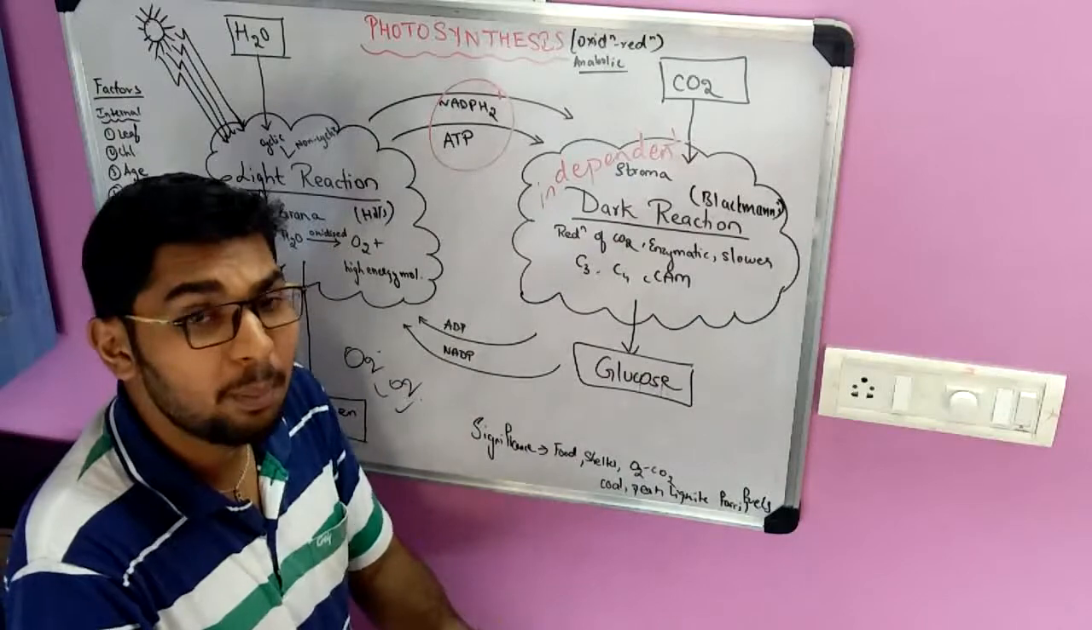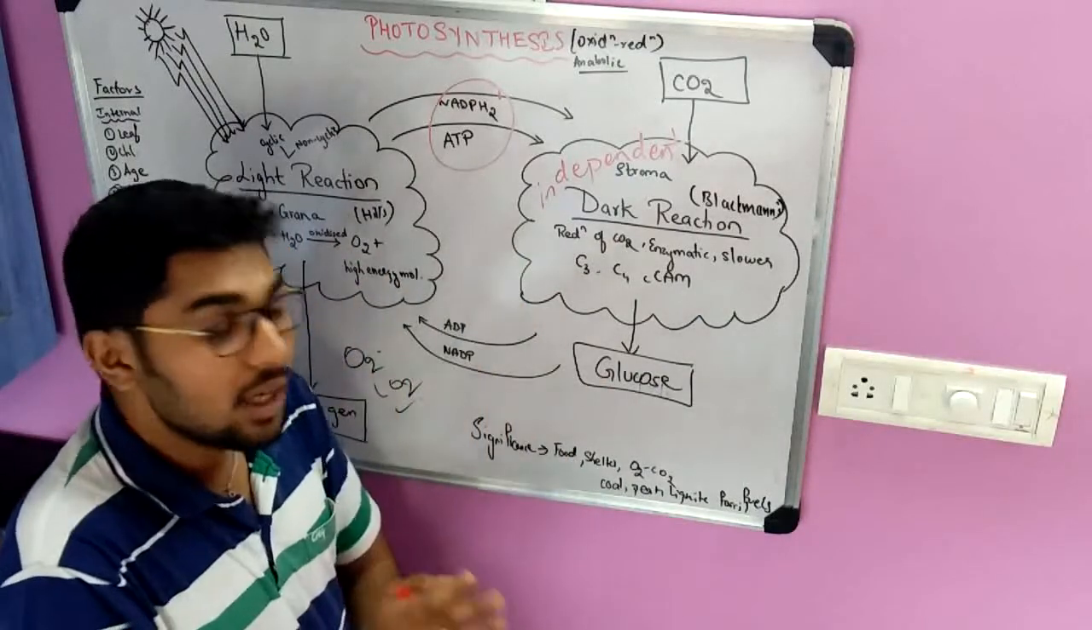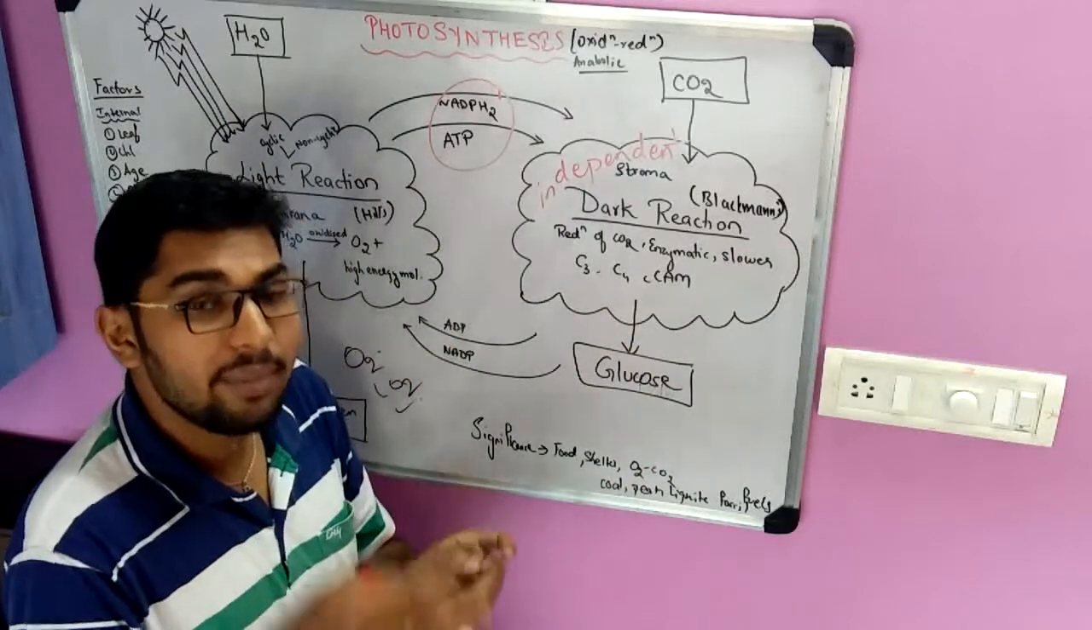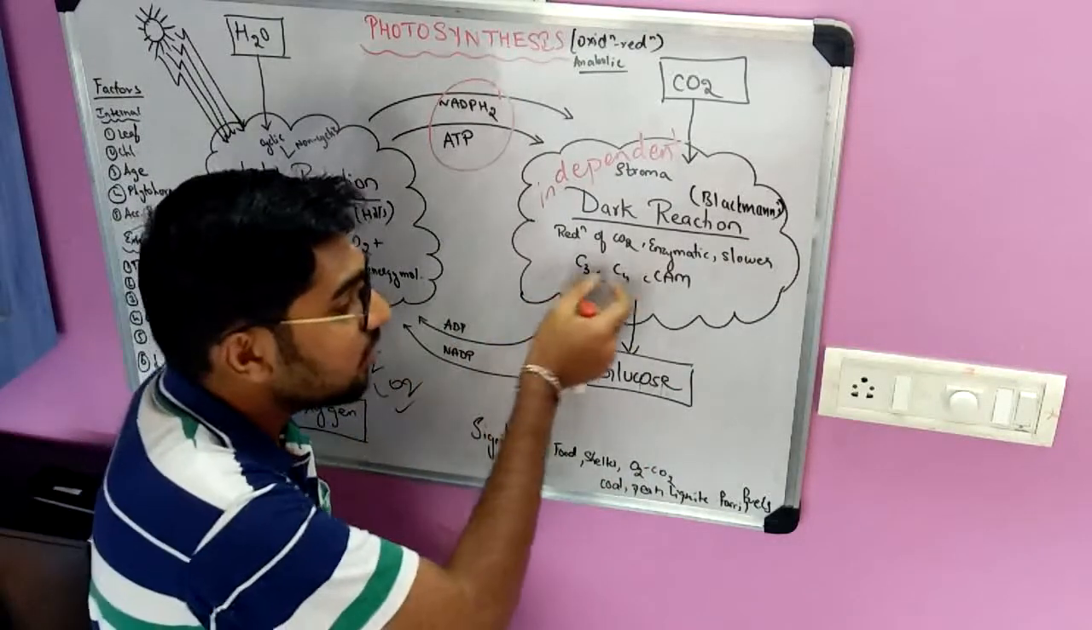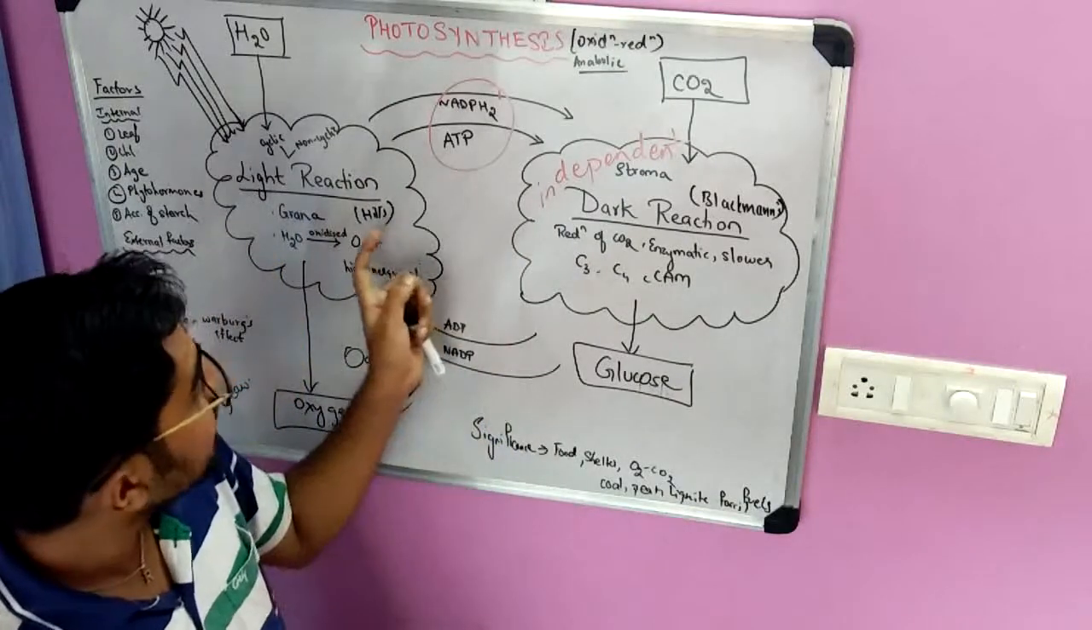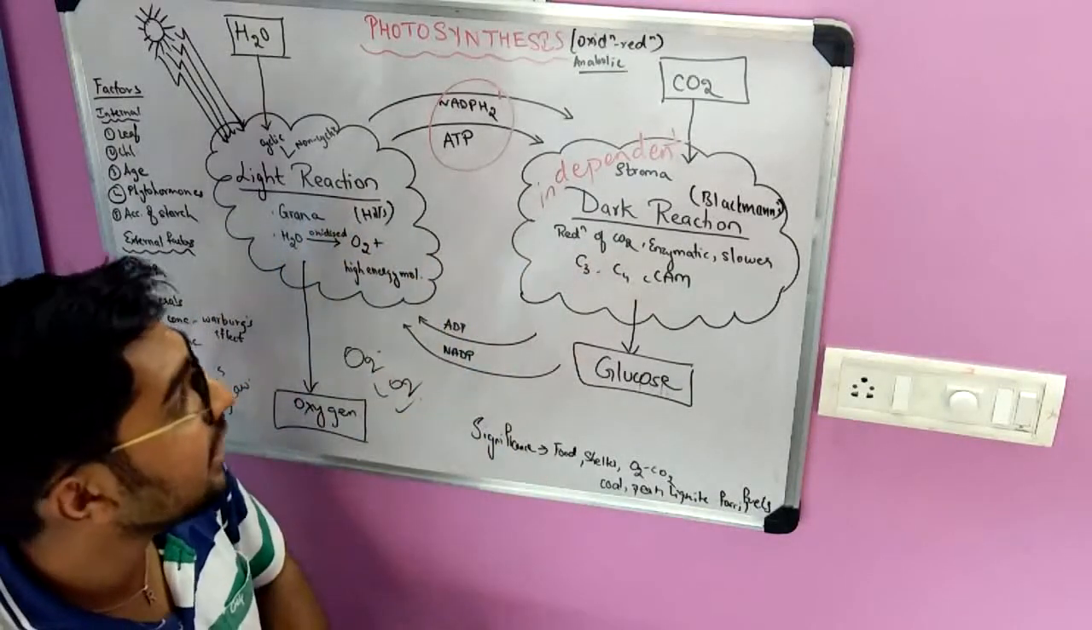Majority of the plants undergo the C3 cycle. So let it be C3 or C4 or CAM, in each of the cycles what you have to remember is that the carbon is fixed. Each cycle is dealt with in a separate video. Please do watch those videos. So this is about the light reaction and dark reaction.